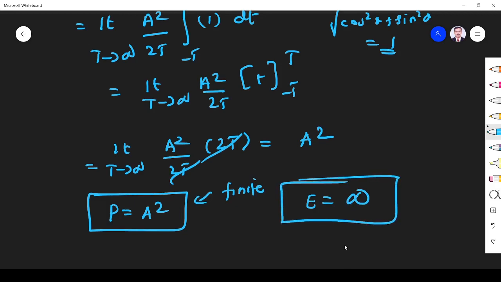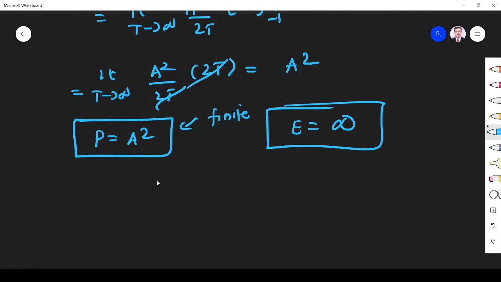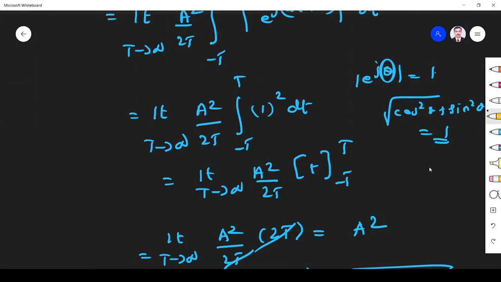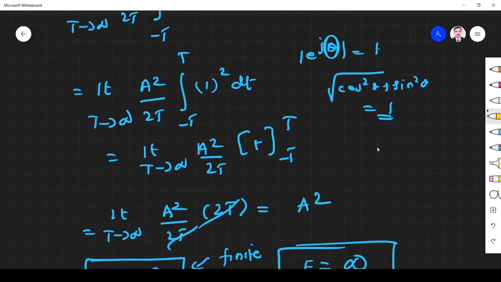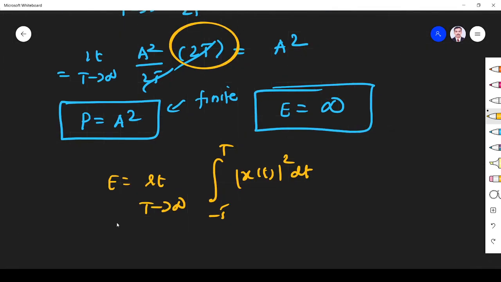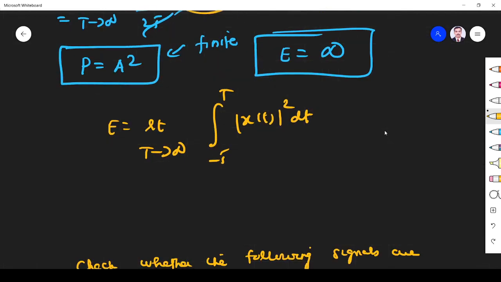Why? Let us see that again. For energy, E is equal to limit t tends to infinity, integral from minus t to plus t of x of t square dt, right? As usual, you substitute. Except for this 1 by 2t, everything will be the same. So A squared I take outside. What is the value of the integration? 2t. Yes or no? This is the answer we got, the last step.